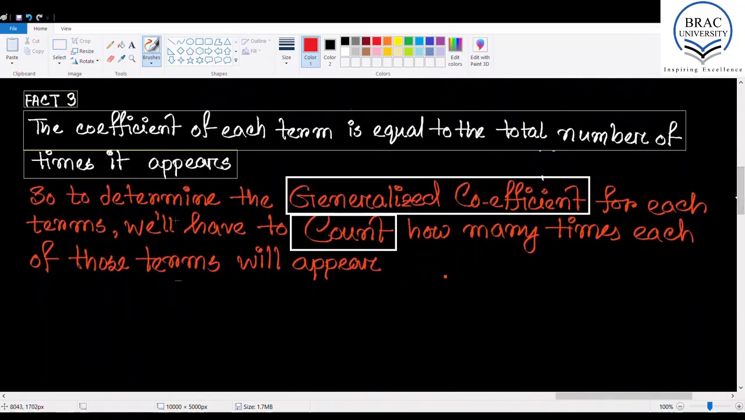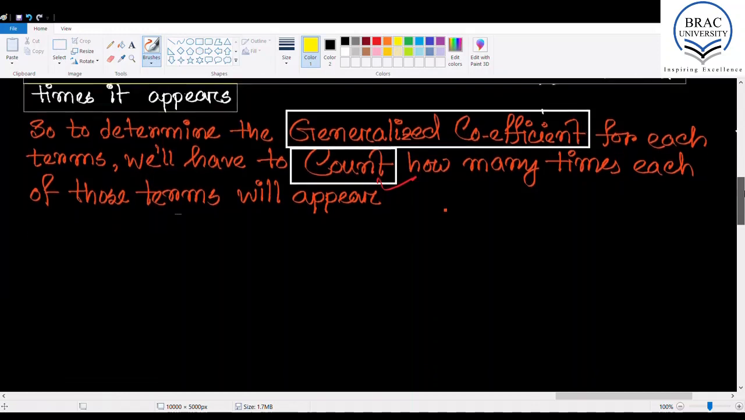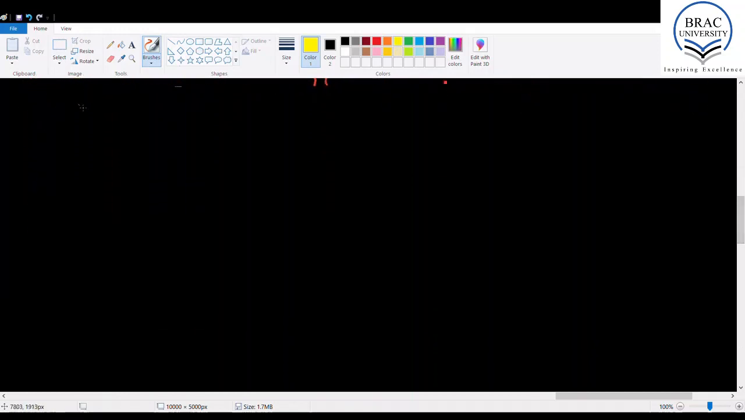As I said here, to determine the generalized coefficient for each of the terms, we'll have to count how many times each of those terms will appear. Okay, how many times will it appear? Let's say a general term is ki a to the power n minus r into b to the power r. How many b's will be multiplied in this term? How many b's will be there? r number of b's, right?